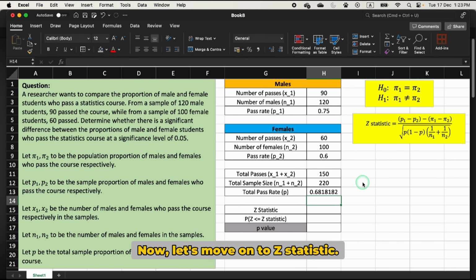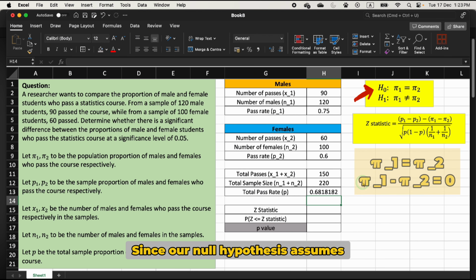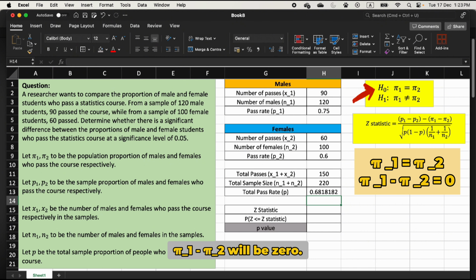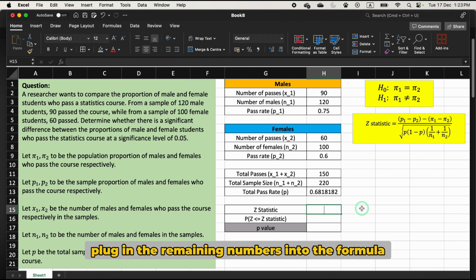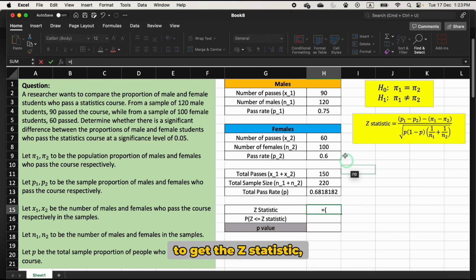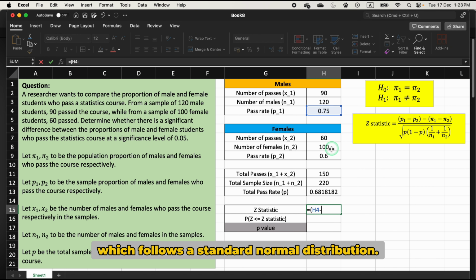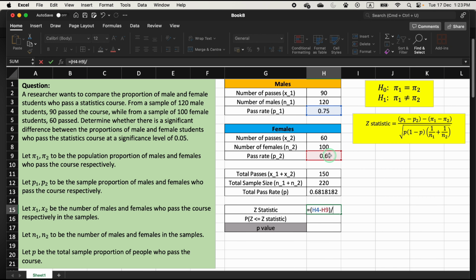Now, let's move on to z-statistic. Since our null hypothesis assumes the equality between pi1 and pi2, pi1 minus pi2 will be 0. Then, we simply plug in the remaining numbers into the formula to get the z-statistic, which follows a standard normal distribution.